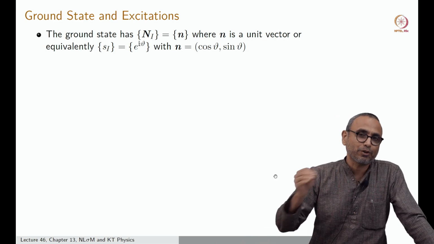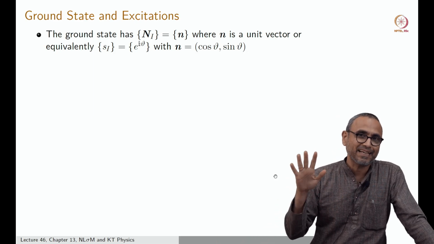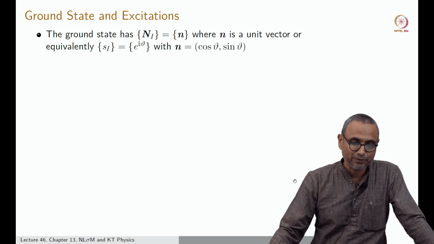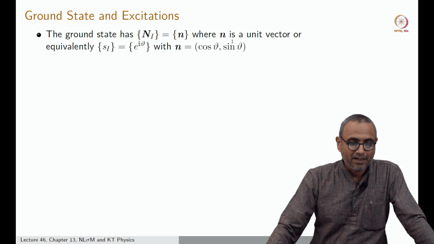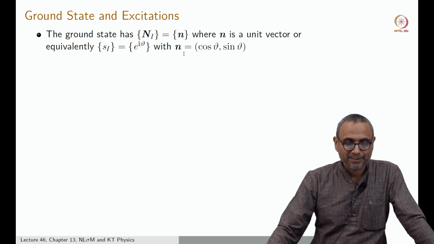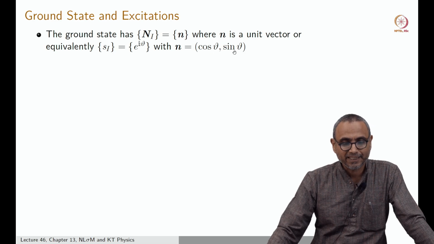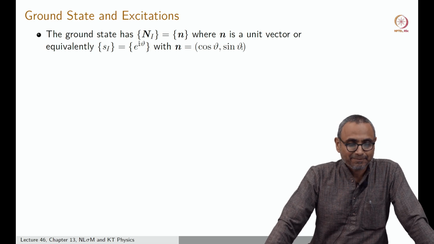The ground state will want to have all the O(N) spins at every site pointing in the same direction. So you can choose some direction, which we can call n, in the O(N) space, or you can choose some angle theta and say that the complex number at every site is e to the i theta, and these two things are defined equivalently. So this n will be cosine of the script theta and sine of that script theta. So this is the ground state.